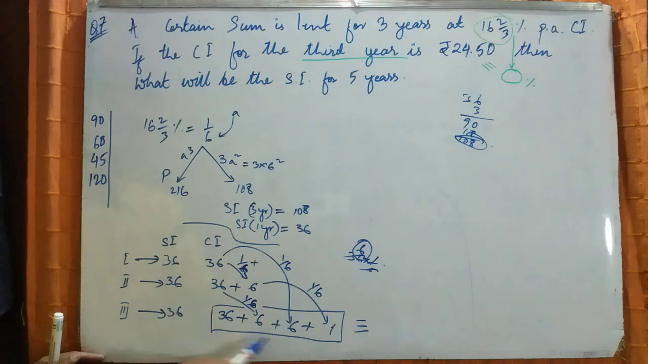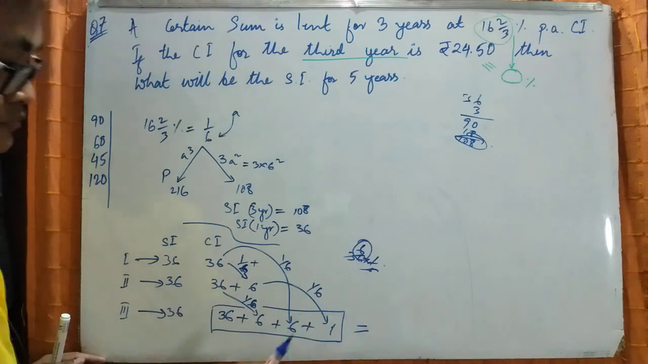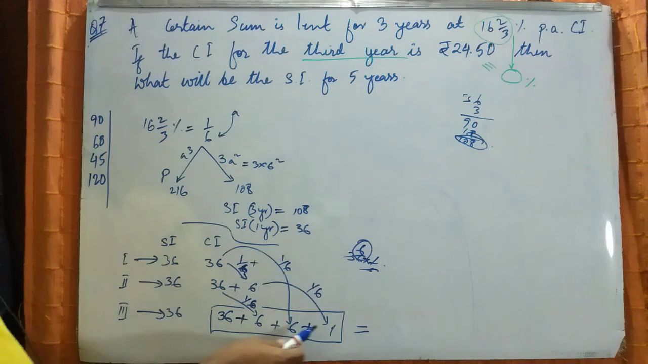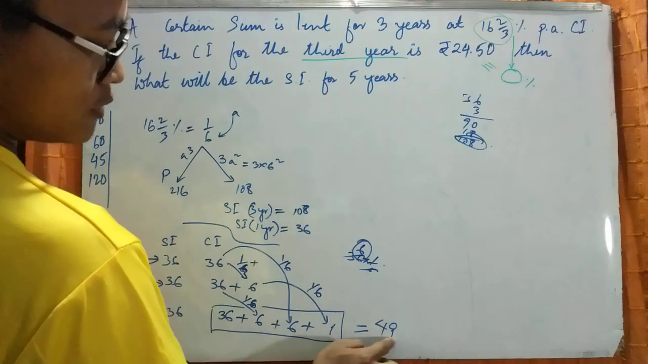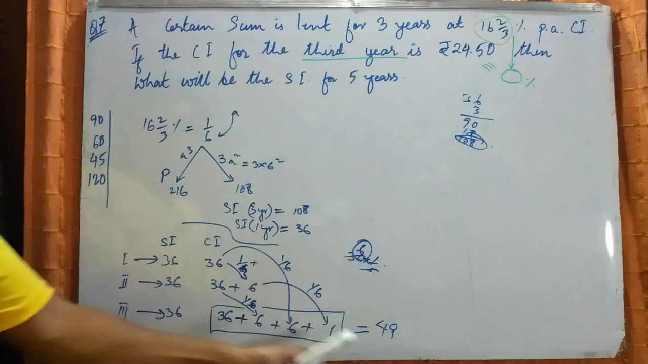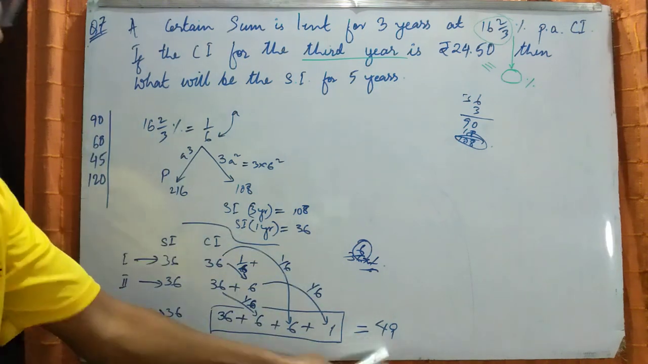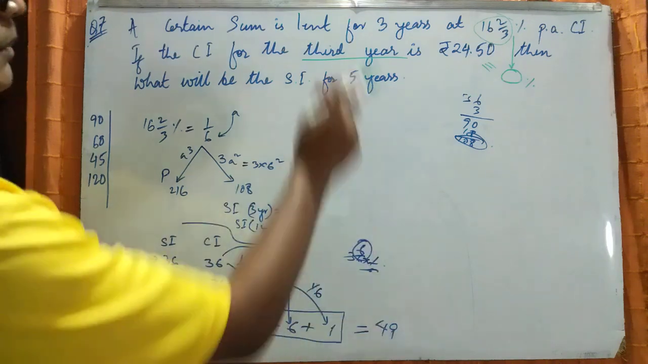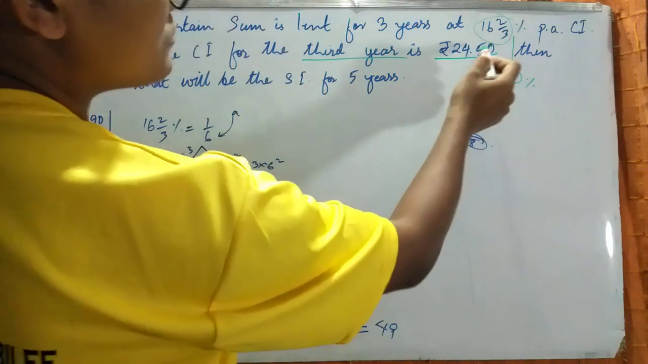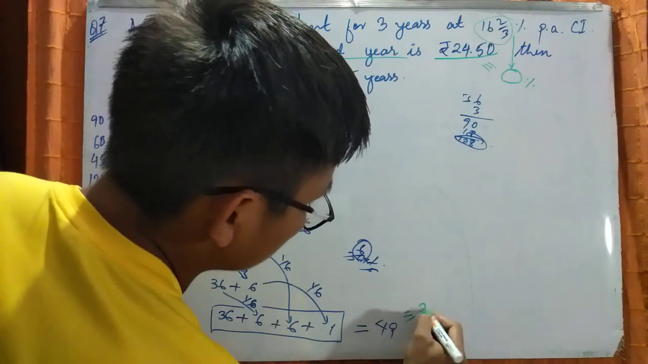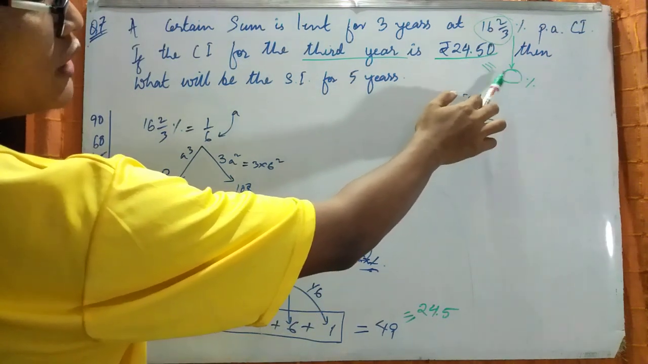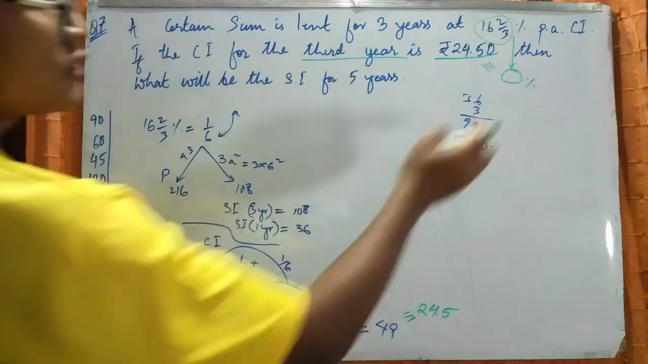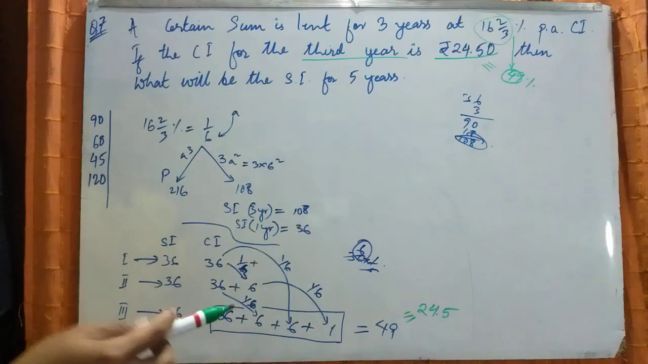So the compound interest is 6 plus 6 is 12, plus 1 is 13, plus 36 is 49. This 49 is equivalent to 24.5, and we derive the percentage value from it: 49 is 49%.